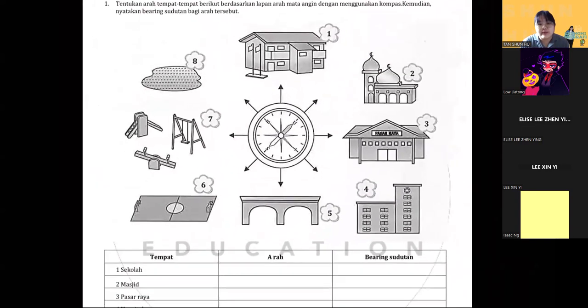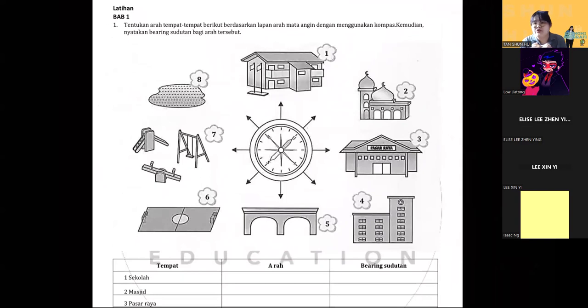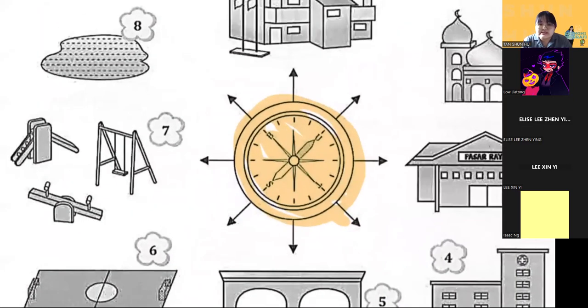So, let's try it out. Let's go back to question one. Now, in question one, they're very kind to you, but this is also a place where a lot of people make careless mistakes. Be very, very careful when they give you a compass. Look at where the needle points. You see there are some words on the compass, and there's a shadow one, the darker one.